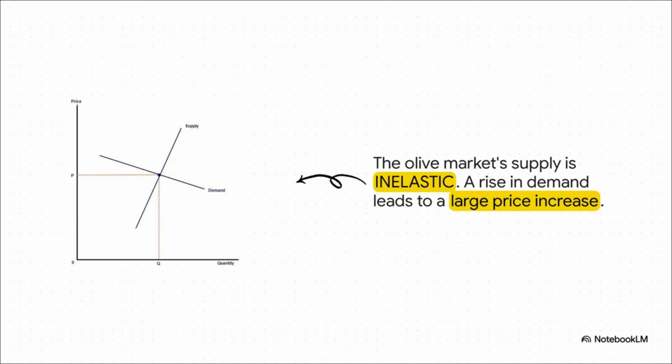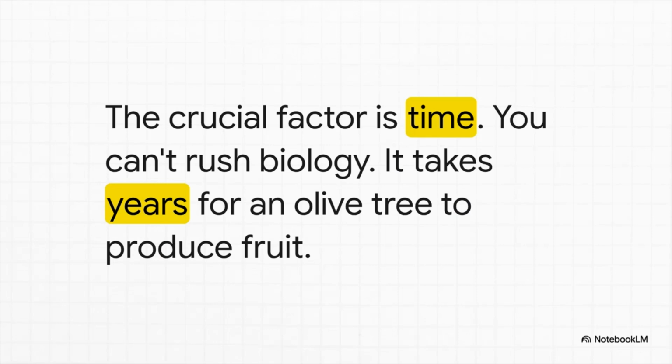So when that same demand surge happens, whoa, the amount of olives being produced barely budges. He can't just snap his fingers and make more olives appear. So what gives? The price. It just absolutely skyrockets. And what's the one big reason for this? It all comes down to time.